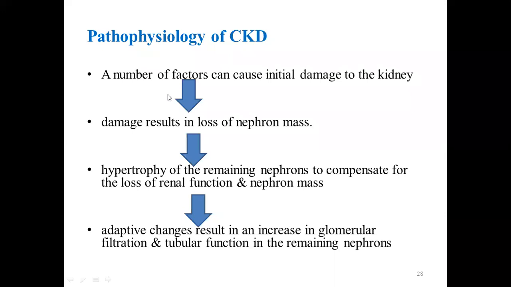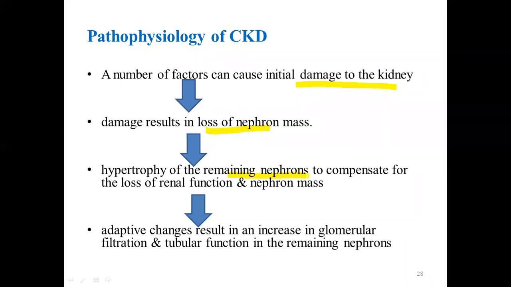So, remember, there are a number of factors that can cause initial damage to the kidney. Then what will happen? When there is damage to the kidney, that means there is also loss of nephrons. So when there is loss of nephrons, what will happen? The remaining nephrons undergo hypertrophy, as a kind of compensation.